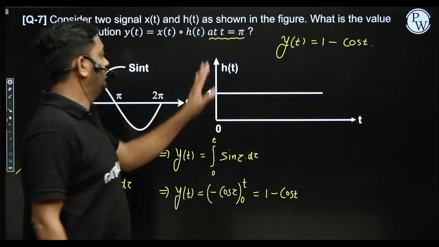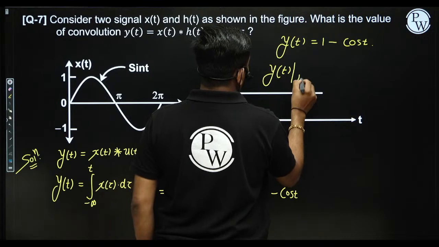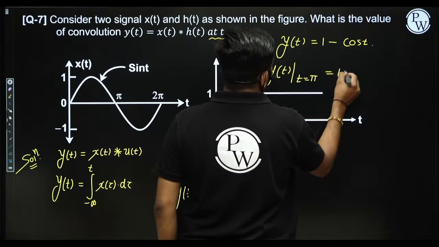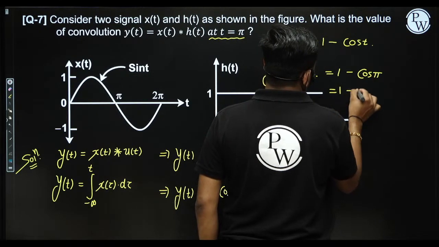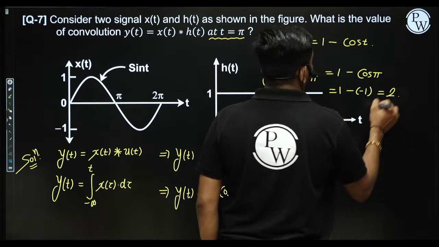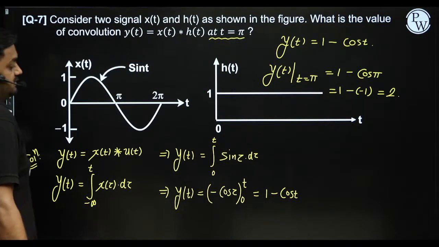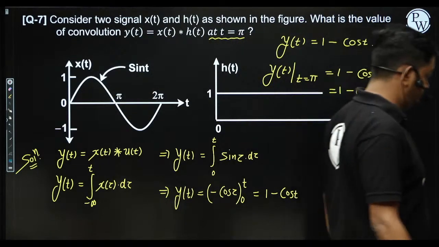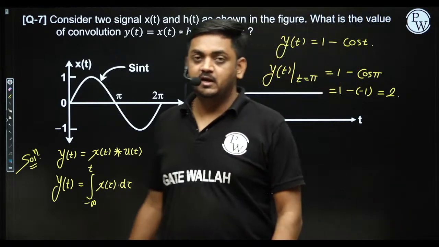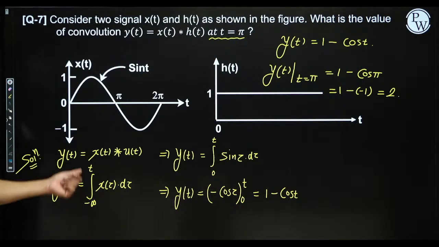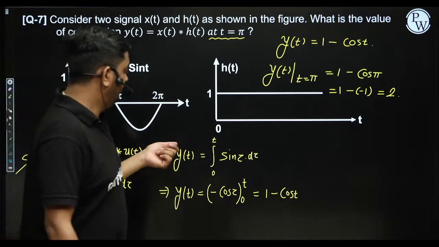Now they are asking for the value at t equal to pi. So if you put t equal to pi, then 1 minus cos pi, so 1 minus minus 1, it is 2. So the answer is 2, not 1. Very good, Nikhil, you got the correct answer. It is integration from minus infinity to t, and this is also causal, so if you put x of tau equal to sin tau, then the limit will be 0 to t.